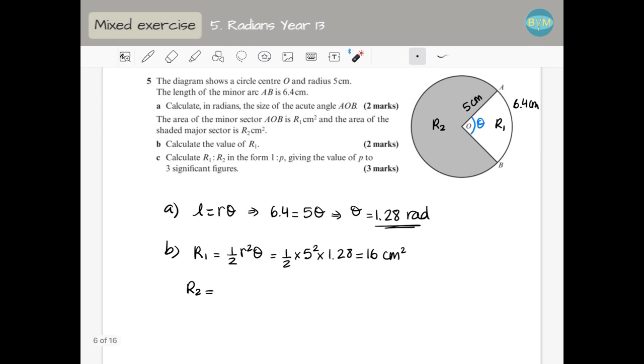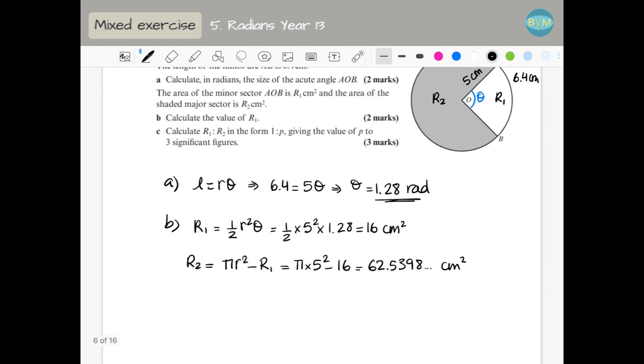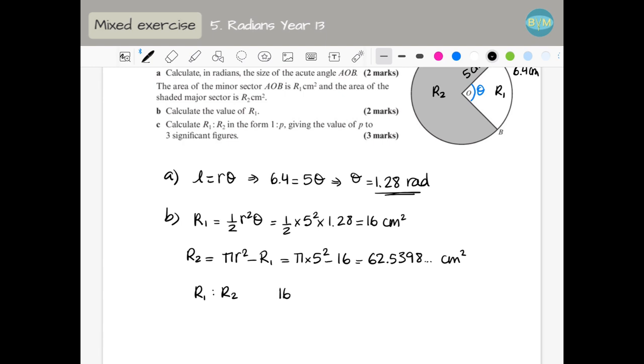R2 is going to be, we can do it in two ways. We can find the area of the circle and subtract R1, or we can find this angle here and use again this formula. It really doesn't matter. The area of this whole circle is pi r squared minus R1, I think I'm going to use this one. So pi times 5 squared minus 16, and this is 62.5398, yeah, area.